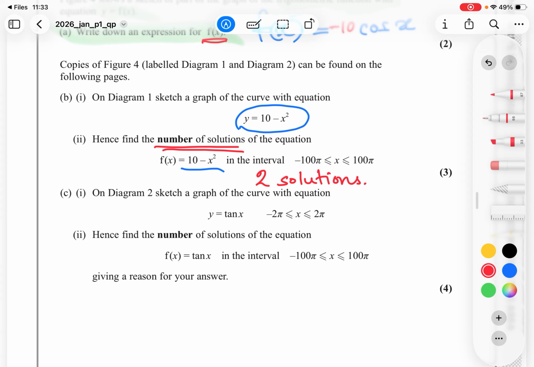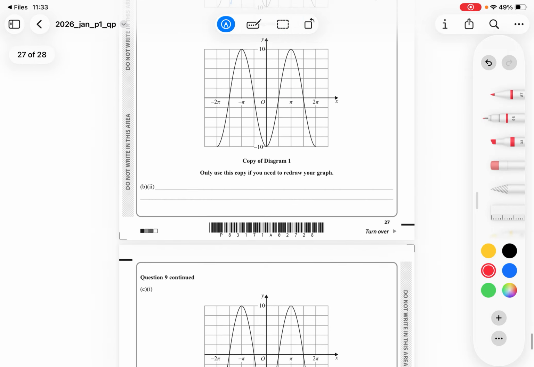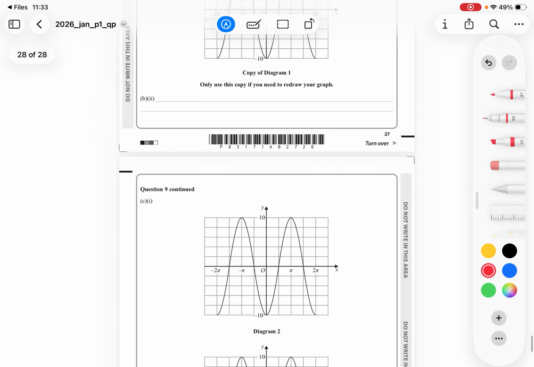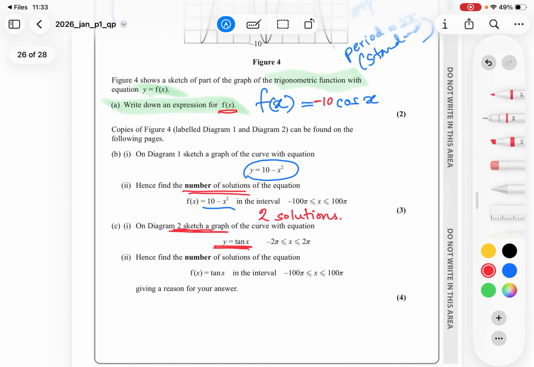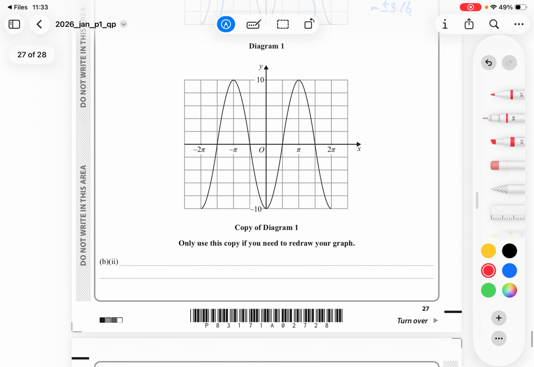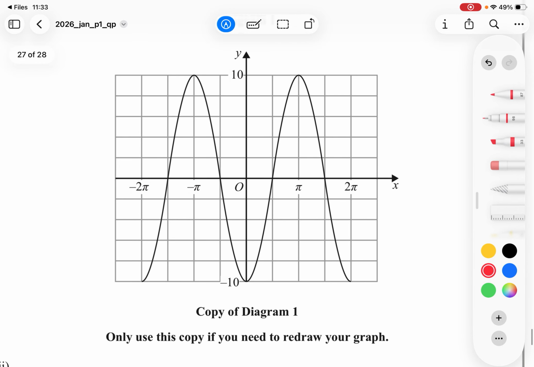Okay, now in diagram 2, sketch a graph of the curve with y equals tan x. We know the tan x equation. They are asking us to draw it on diagram 2 only, y equals tan x. We know in tan x, what is important is that at some of the values, the tan is going to reach infinity.